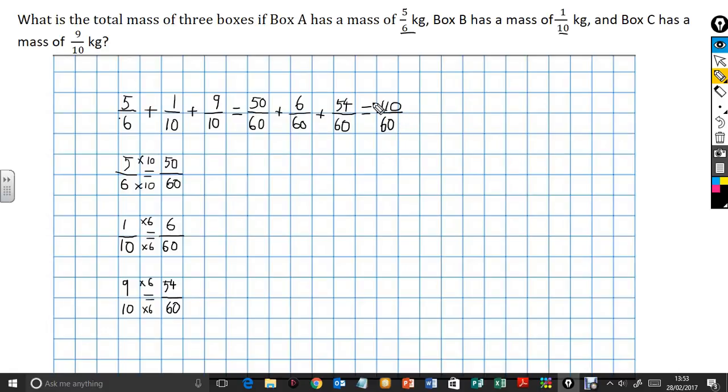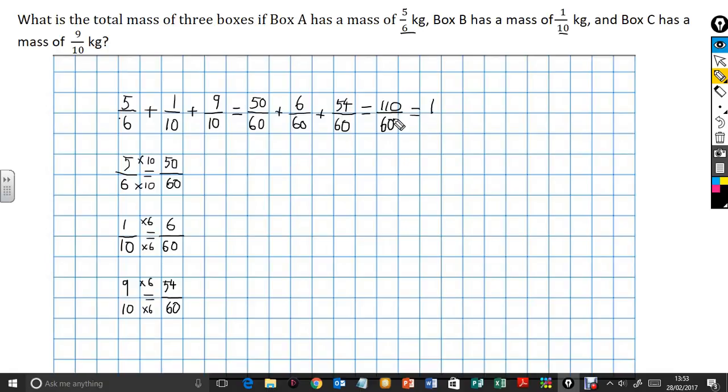Now, remember, this is called an improper fraction. The top is bigger than the bottom. That means that the value of this is greater than 1. Then you think, how many wholes have we got? How many 60s are in 110? Remember, 60 over 60 would equal 1. Well, 60 times 2 is 120, so it's not 2. So I know I'm going to have 1. That's one whole number, so that's 1 kilogram in this case.